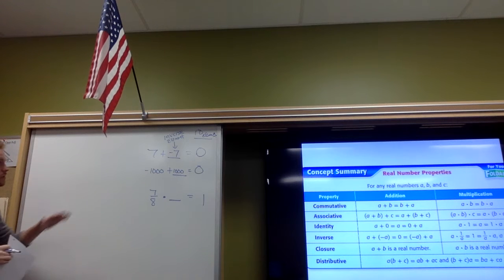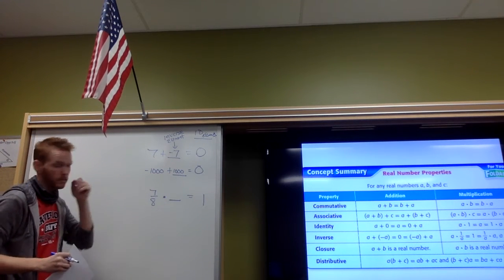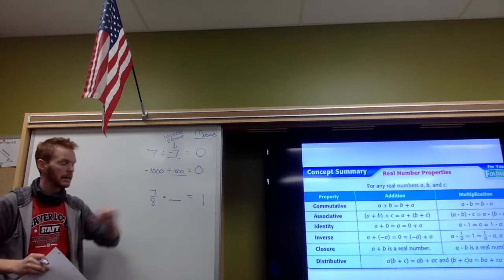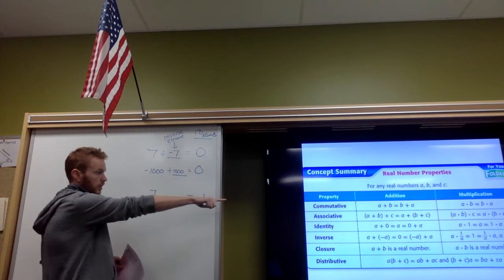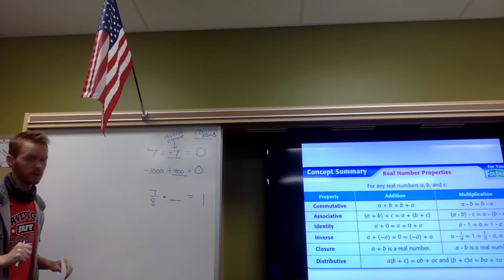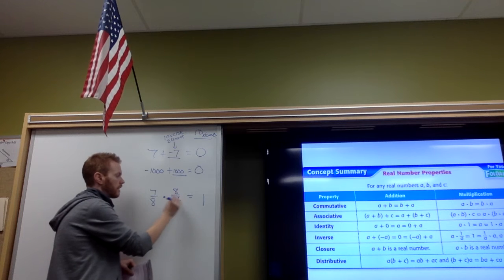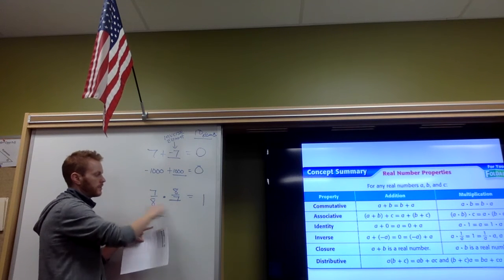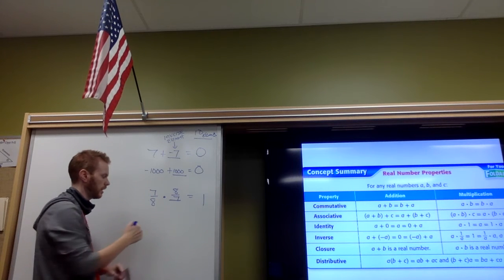Now, that's not too bad with addition. You just take the opposite sign. What about multiplication? How do I get the identity element of 1? The reciprocal. And if you take a look at the little property over there, it shows you that. So if I flip this, make it 8 over 7, you get 56 over 56 when you multiply straight across, which gives you 1.